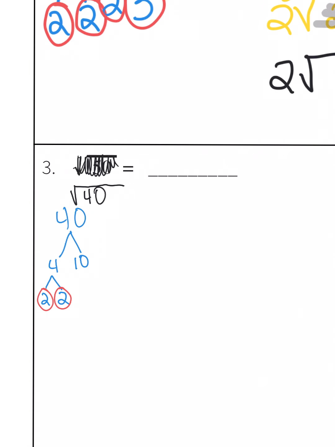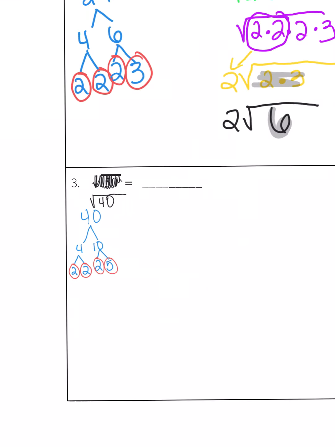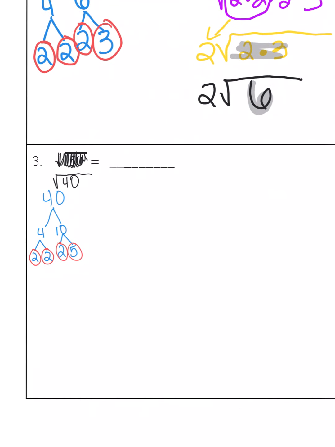I go to 10, continue to break that down. I know that 2 times 5 is equal to 10. Those are both prime numbers, so then I circle them. Okay, now I've finished making my factor tree, so I'm going to follow the steps to simplify it. Step 1, make a new square root symbol and put all of the primes underneath. So we have 2 times 2 times 2 times 5.